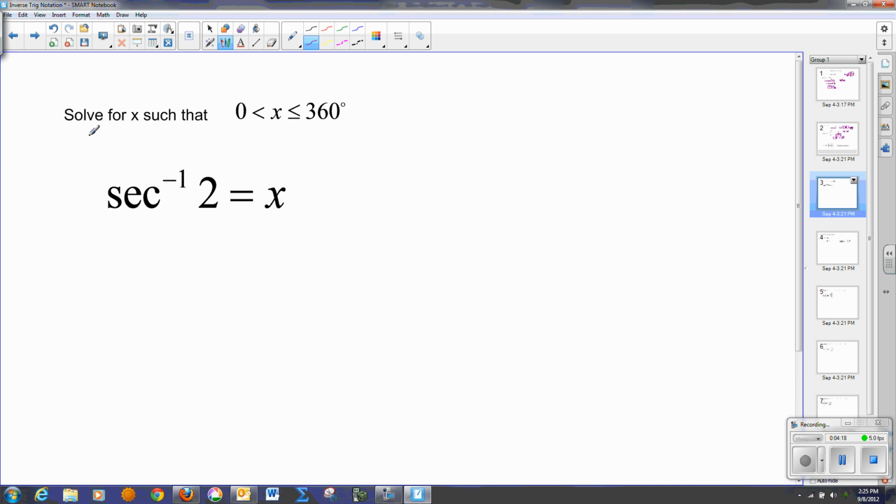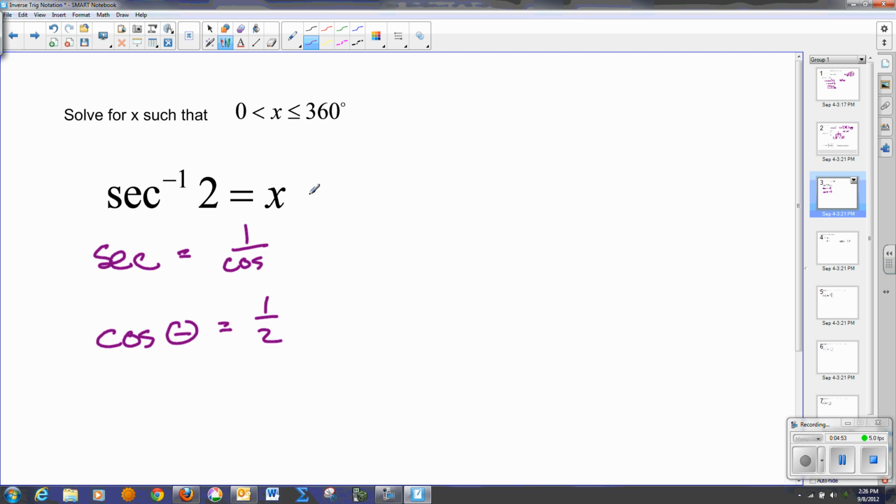We want to now solve for x, where x is between 0 and 360 degrees, such that the inverse secant of 2 is equal to x. Well, secant, we know, is the reciprocal of cosine. So what I'm really asking is, where is the cosine of some angle theta, or x, equal to 1/2, since that's the reciprocal of 2.